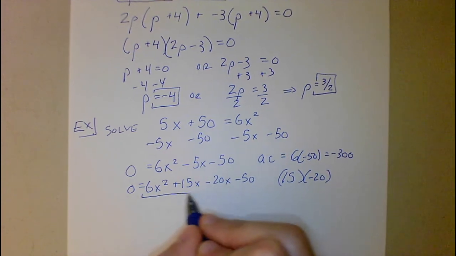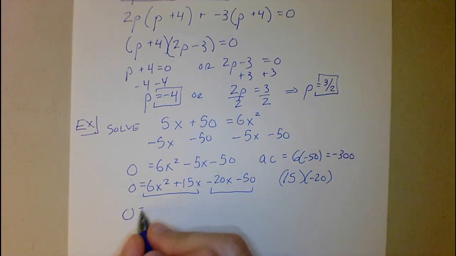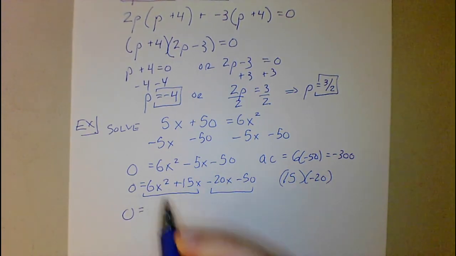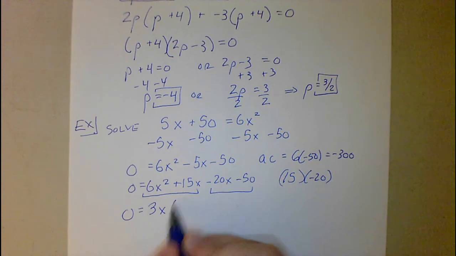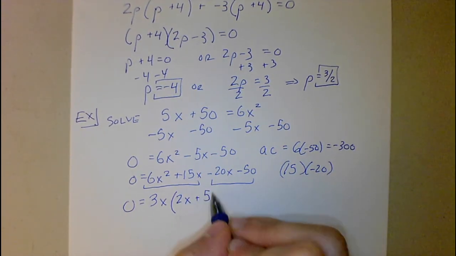I factor by grouping. I ask myself, what do these two have in common? Well, they certainly have an x in common, but they also have a factor of 3 in common. So I'm going to factor a 3x out. In doing so, I'm left with a 2x right here and a 5 right there.